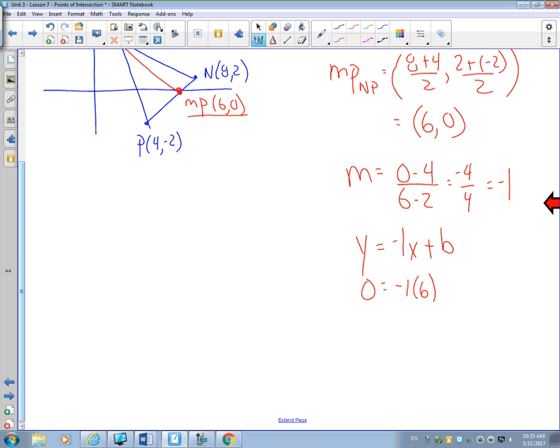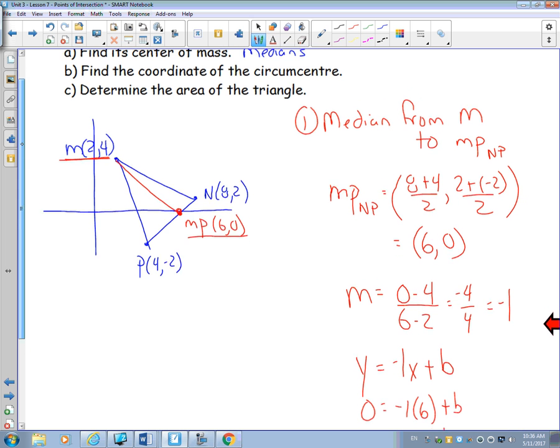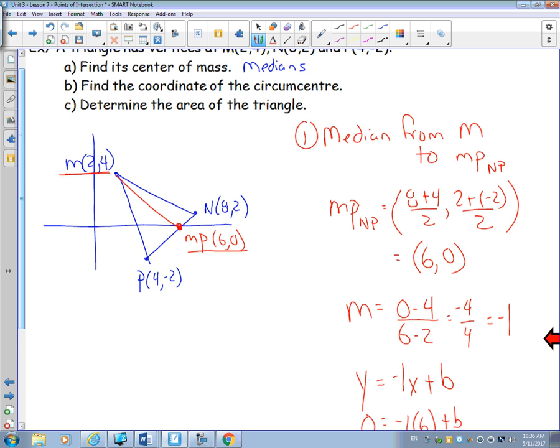Gets rid of things. Okay, so I got 0 equals negative 6 plus b, or in other words, b is 6. So now I got y equals m, negative 1x, plus 6. There's our equation. Done. But here's the problem. That's only the first part of the problem, because I need to find two medians so I can figure out where they meet. So we need to do the next one.